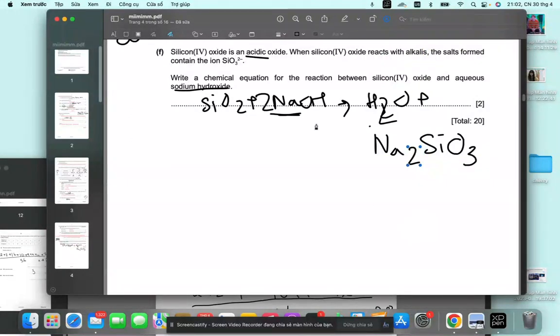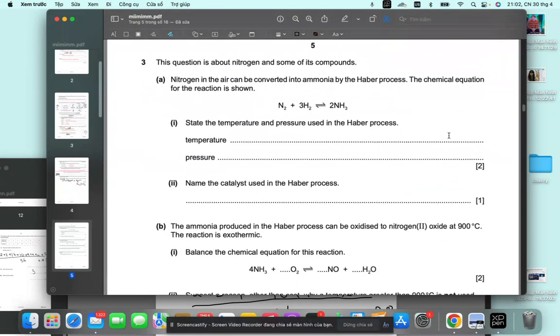And yeah, I think it is balanced. Let's check. 2, 2, 1, 1, 3. So we have 2, 4, 4. Okay, it is balanced. Good.